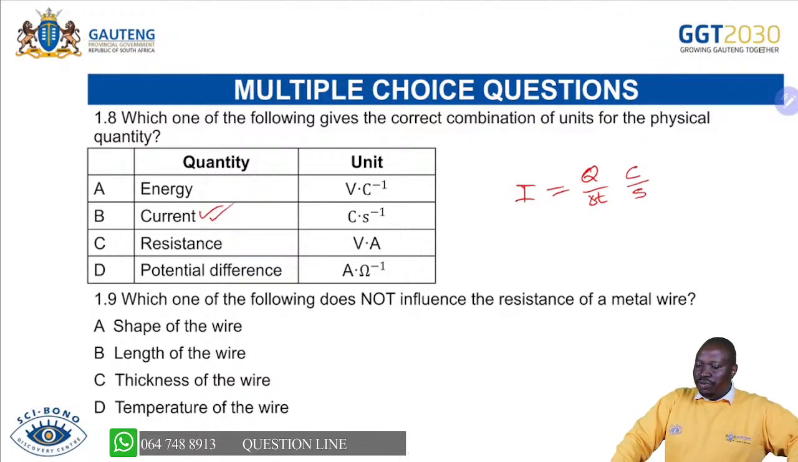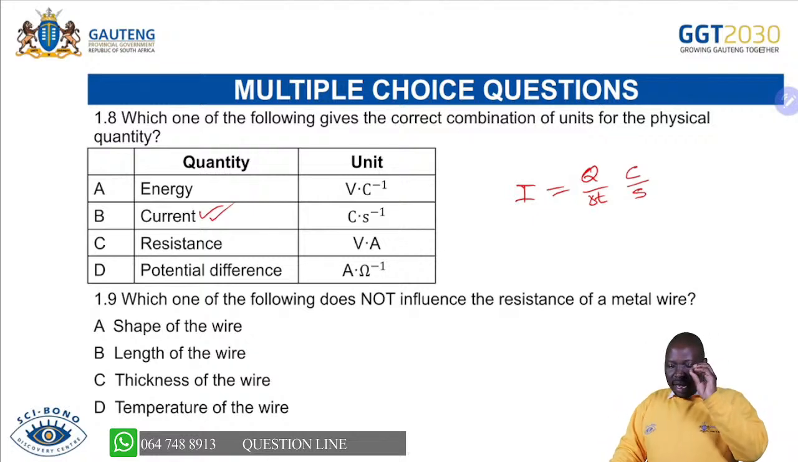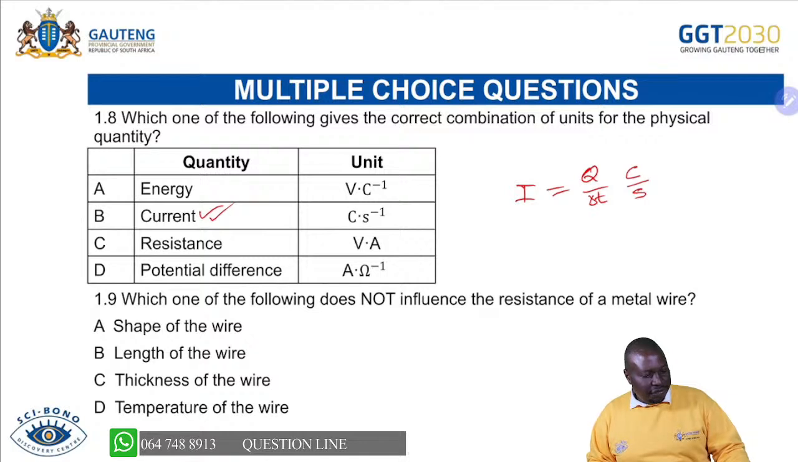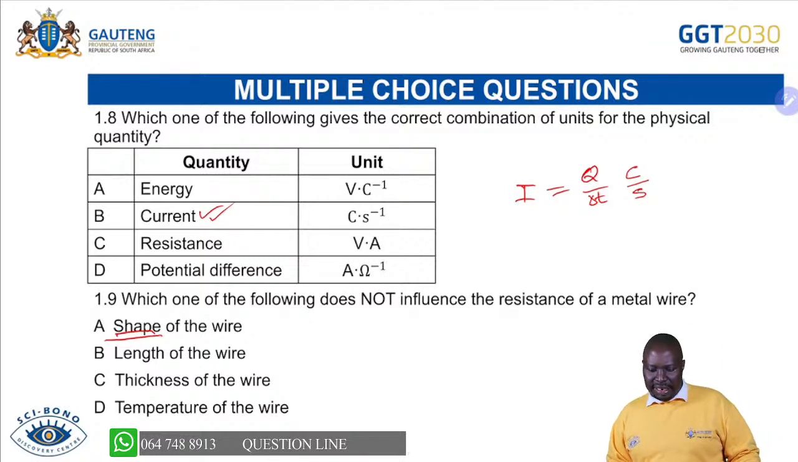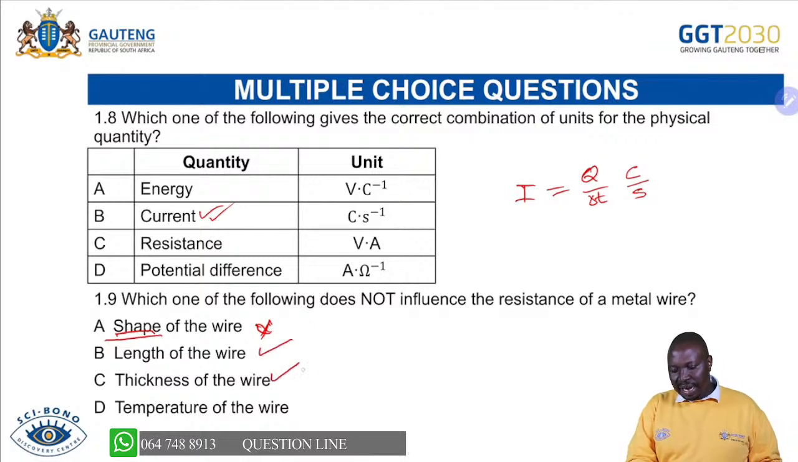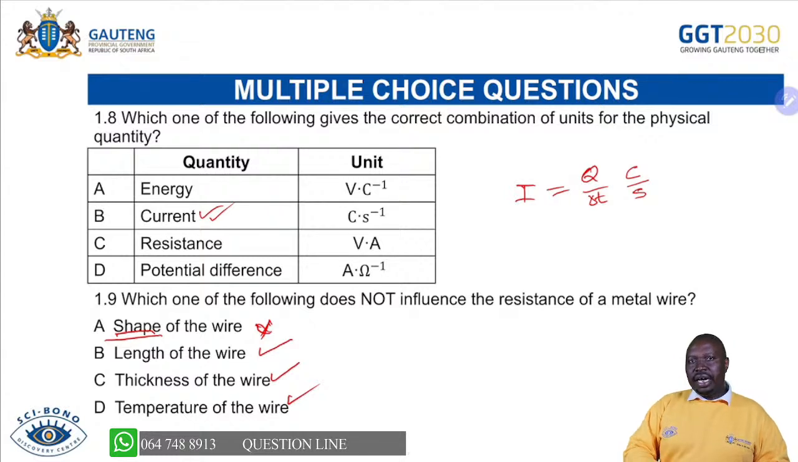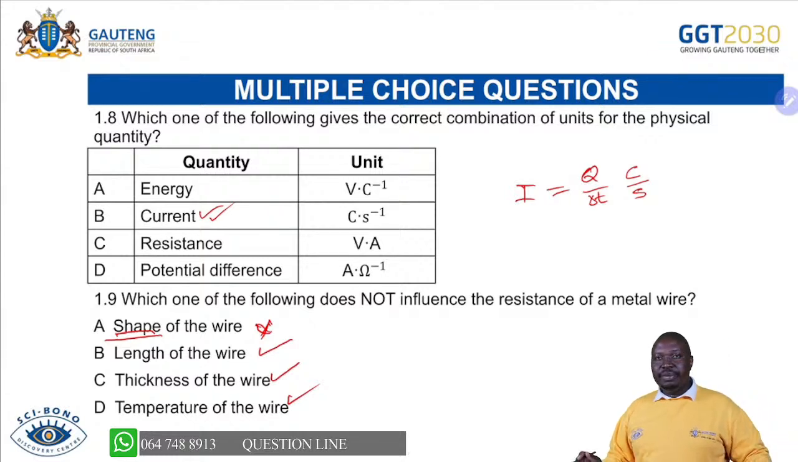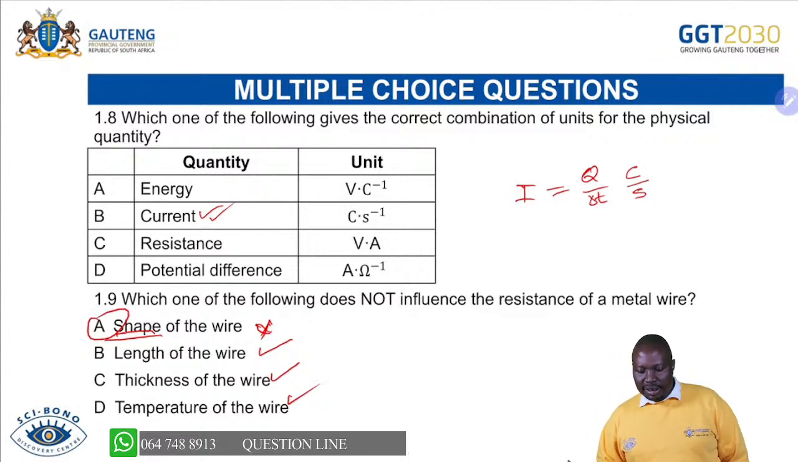Which one of the following does not influence the resistance of a metal wire? It's important to understand the factors that affect the resistance of a resistor. Does the shape affect the resistance of a resistor? Definitely no. But you can look at other options. The length does affect, the thickness affects, and the temperature affects. Remember from Ohm's law, we said the potential difference across the conductor is directly proportional to the current, provided that the temperature remains the same. So these three are correct, but number A does not influence the resistance of a conductor.